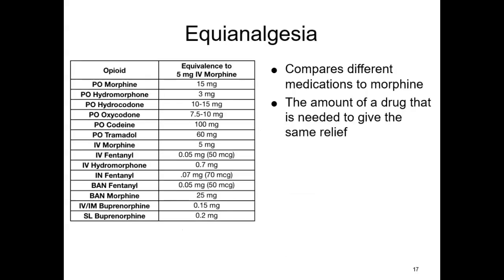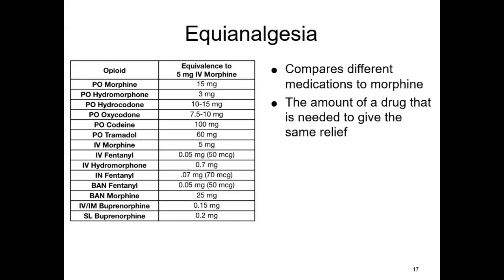So equianalgesia is a very important thing to understand: different medications have different effects, and we compare those effects to morphine. Basically, it's the amount of a drug that we would have to give to get the same relief as that dose of morphine.